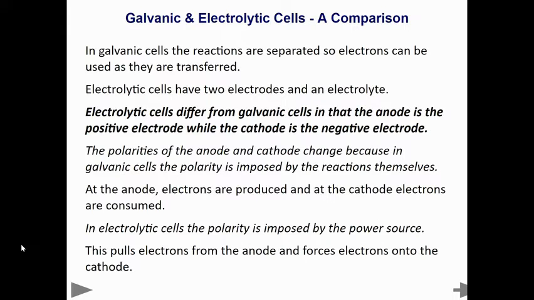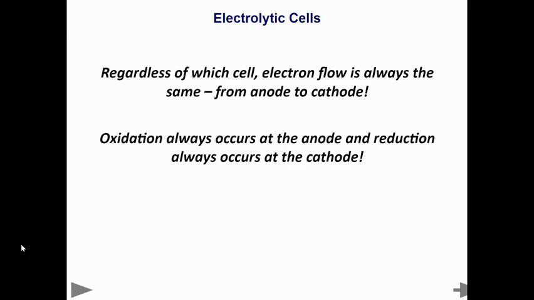Electrolytic cells have two electrodes and an electrolyte. Electrolytic cells are different from galvanic cells in that the anode is the positive electrode while the cathode is the negative electrode. I realize this can be super confusing. The polarities of the anode and cathode change because in galvanic cells, the polarity is imposed by the reactions themselves. So at the anode, electrons are produced, and at the cathode, electrons are consumed. In electrolytic cells, the polarity is imposed by a power source. So this pulls electrons from the anode and forces electrons into the cathode.